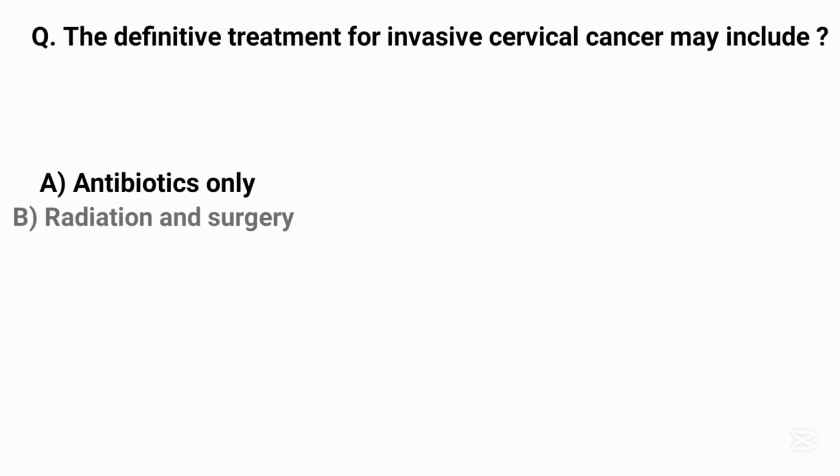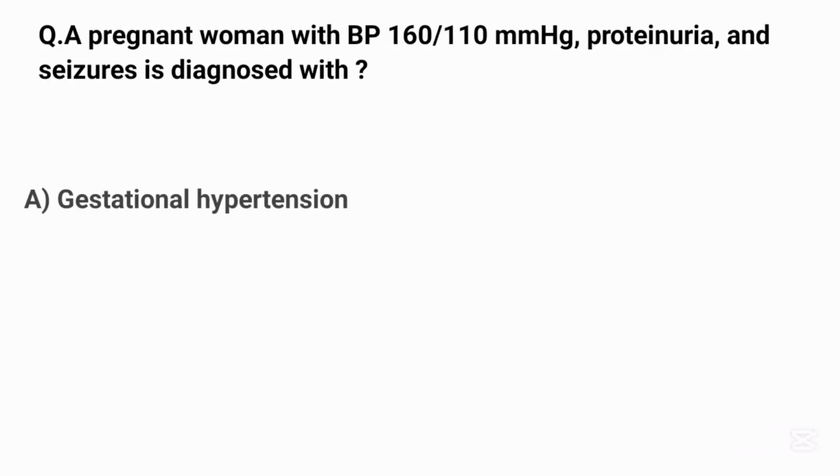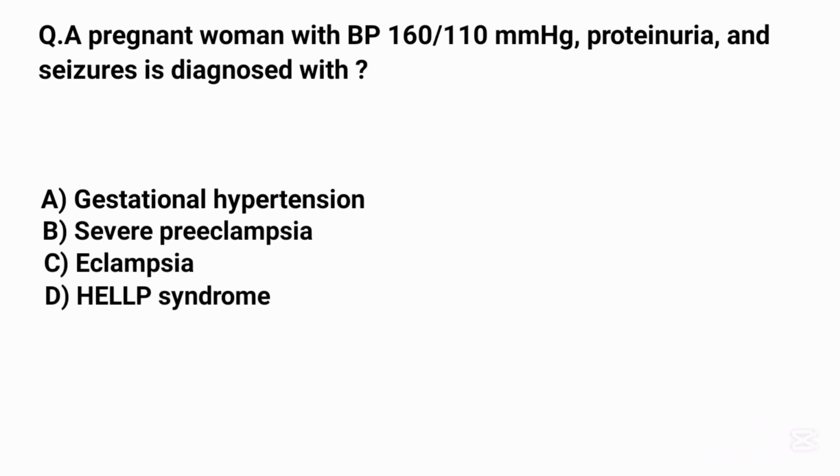The definitive treatment for invasive cervical cancer may include. Correct answer is option B, radiation and surgery. A pregnant woman with BP 160 over 110 mm of mercury, proteinuria and seizures is diagnosed with. Correct answer is option C, eclampsia.